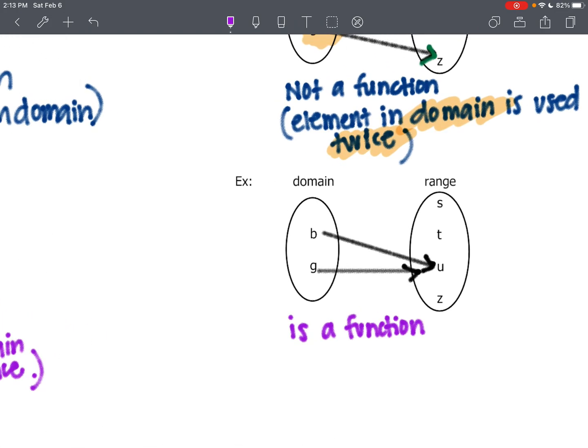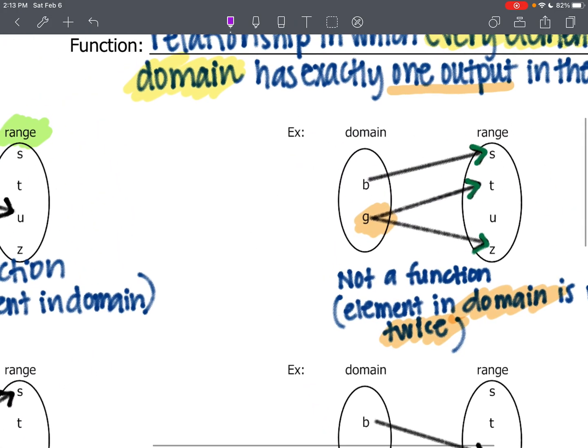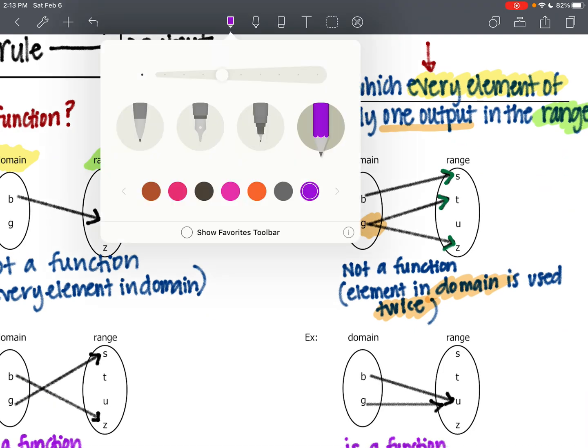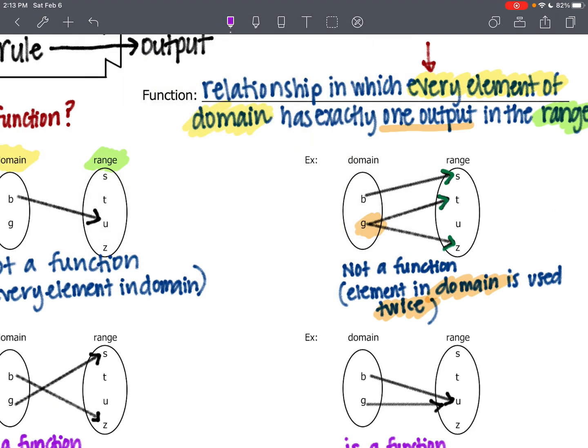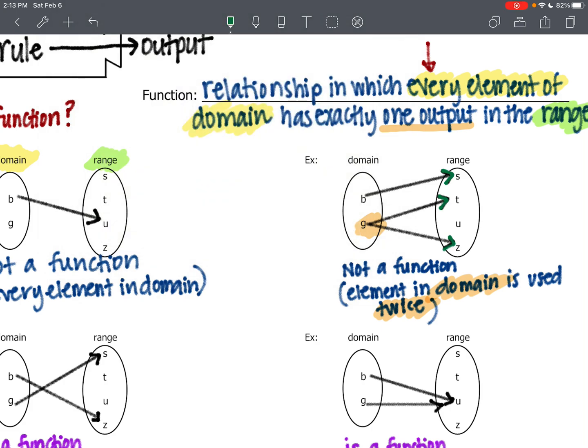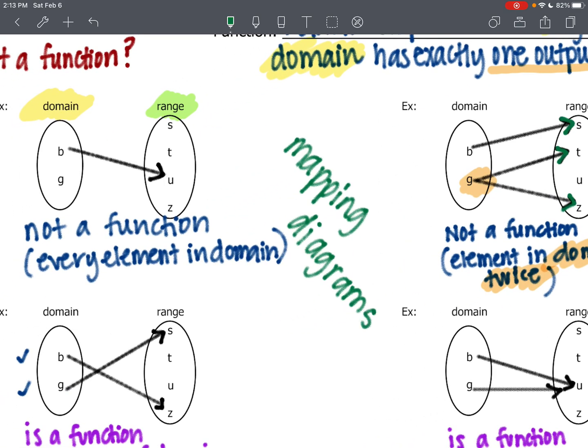Now, these are called mapping diagrams. So I'm going to write that here. Let's write it in green. These are mapping diagrams. So if you're asked to draw a mapping diagram of the domain and the range, these are mapping diagrams.